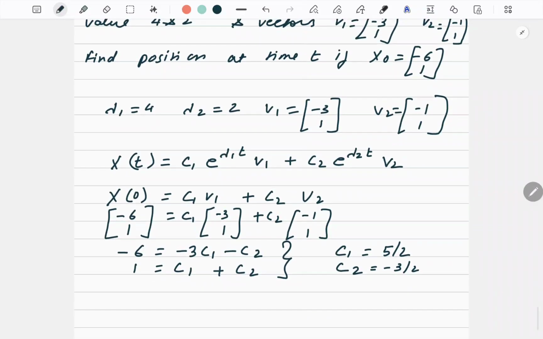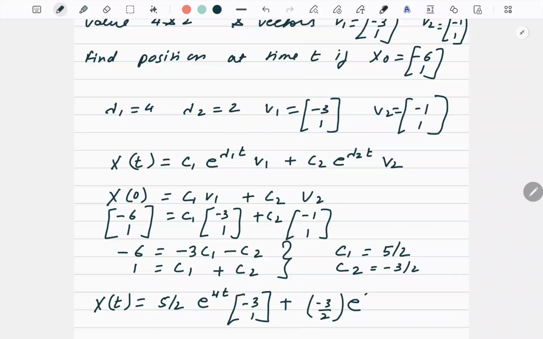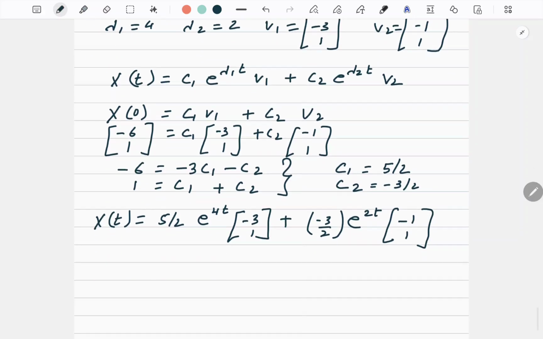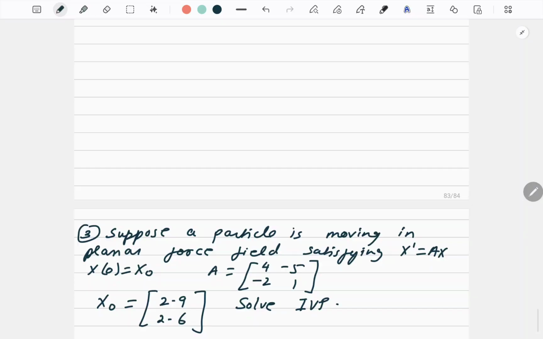So, what will be my final answer? My final answer xt is equal to C1, C1 is what? 5 by 2 e to the power lambda 1 t means 4t into V1 plus minus 3 by 2 e to the power 2t, and what is the vector? Minus 1, 1. Correct? So this is the answer. Here also, if you want, you can combine and write it as a column matrix, or you can leave it like this also. Right? So now come to the next question.